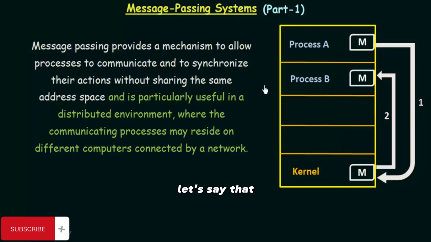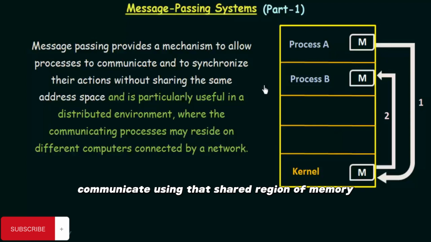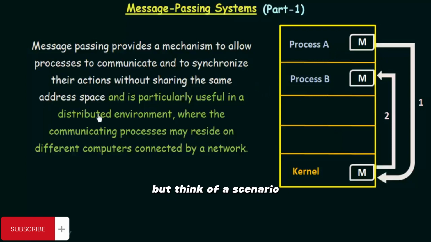So for example, let's say that the processes that want to communicate lie within the same system. Suppose two processes within the same system want to communicate, then it is easy for them to create a shared region of memory, and they can communicate using that shared region of memory. As we already studied, the shared memory lies in the address space of one of the processes, and both the processes that want to communicate need to be able to access that region of shared memory.